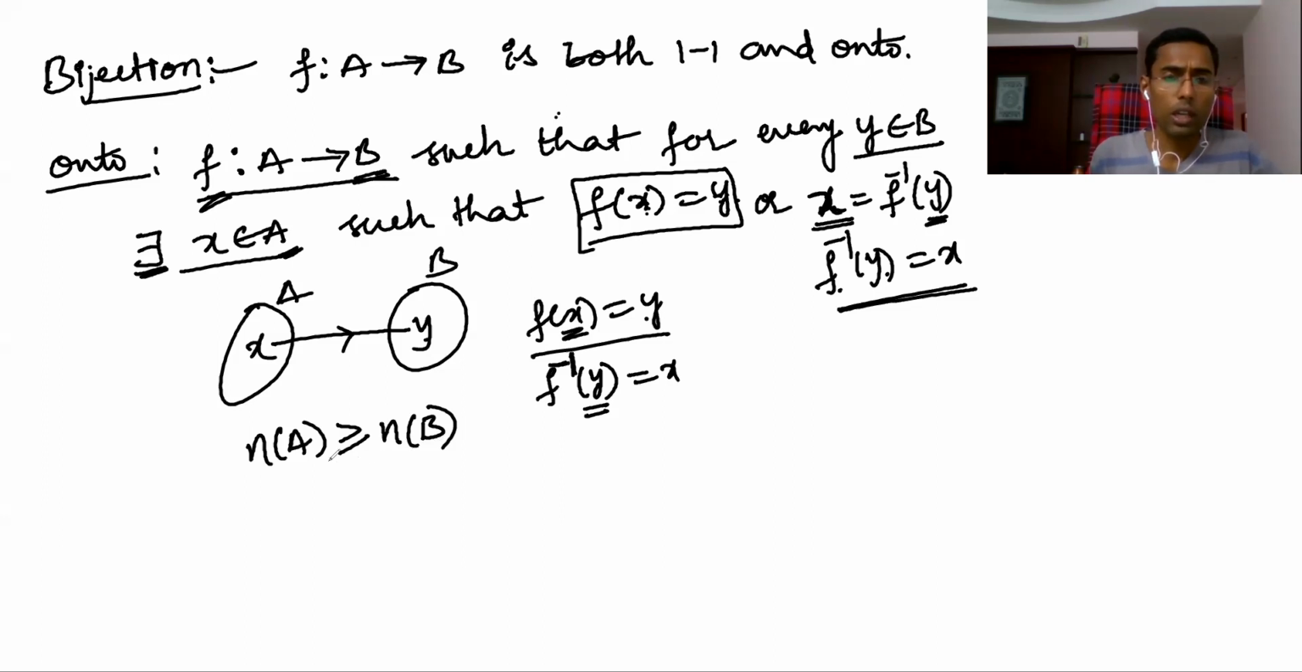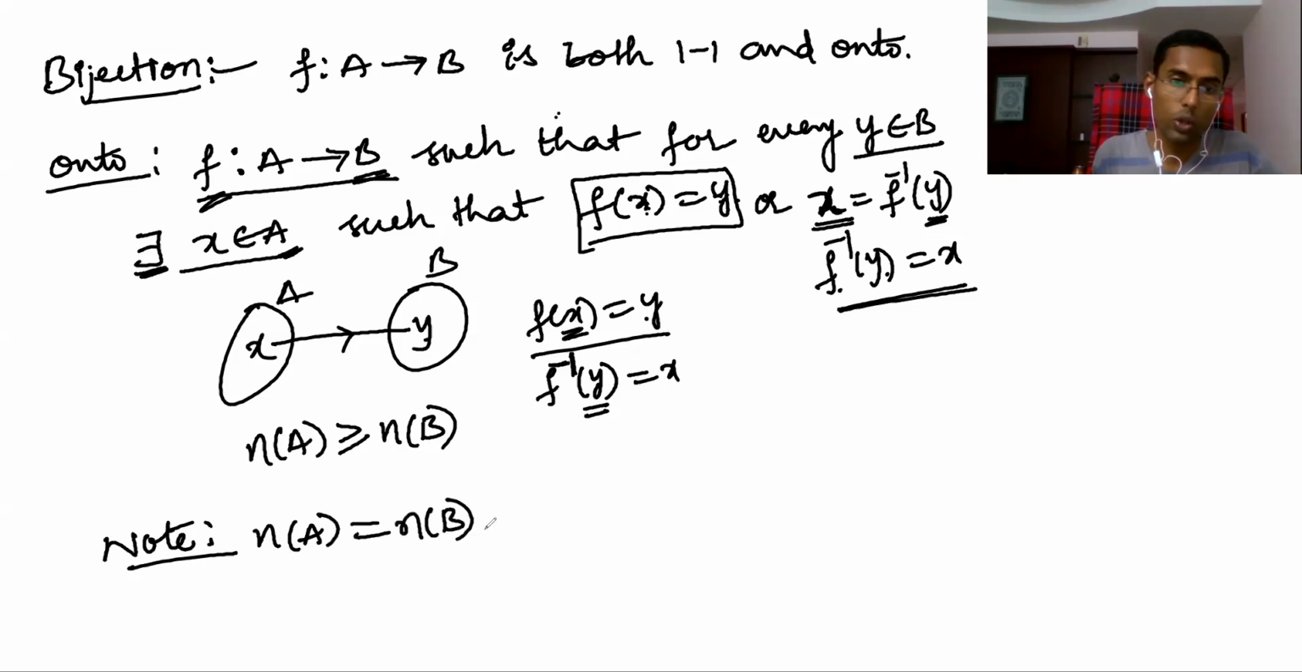Then what is bijection? One-one and onto function. You have to check both one-one and onto. And what is the note for bijection? N of A must be equal to n of B. That's the note for bijection. So this is what we discussed. Now we'll discuss two more important functions.